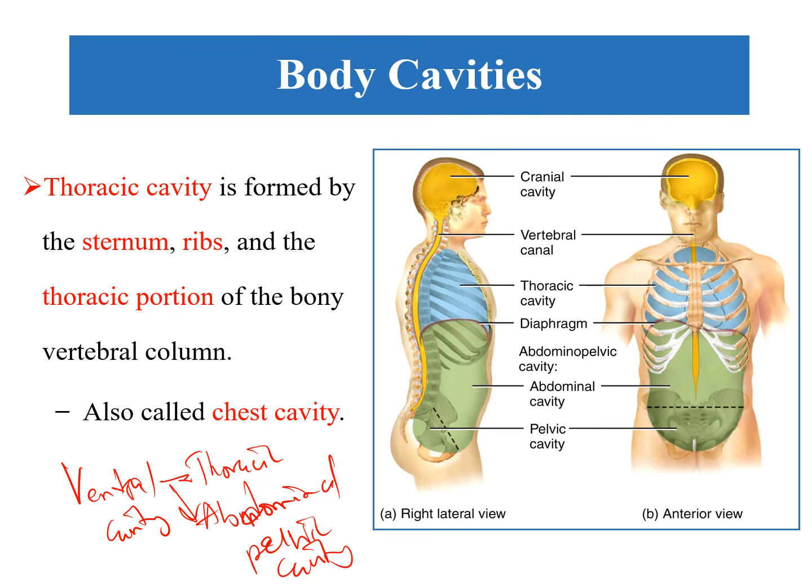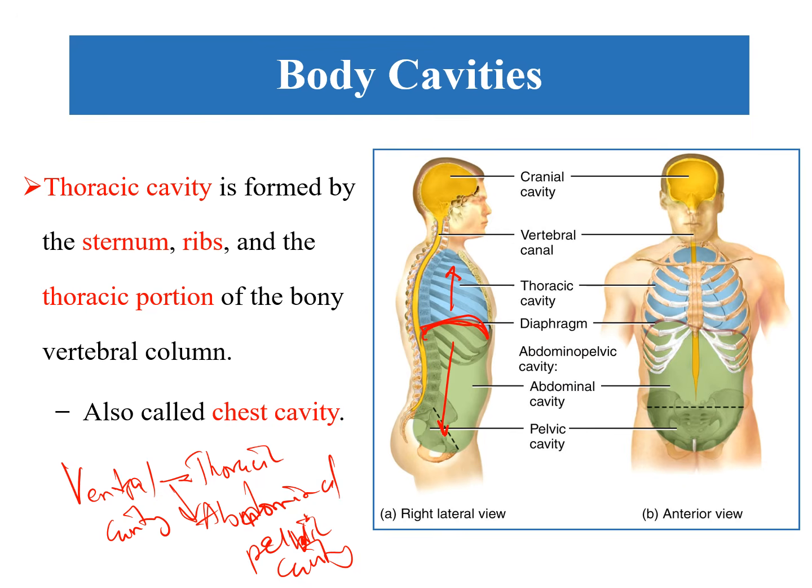What divides these body cavities into two? It can be a muscle, it could be ligaments, it could be other structures as well. So in this case, the thoracic cavity is divided from the abdominal cavity by this muscular organ here known as the diaphragm. So the diaphragm divides the ventral cavity into the thoracic cavity on top and the abdominopelvic cavity at the bottom.